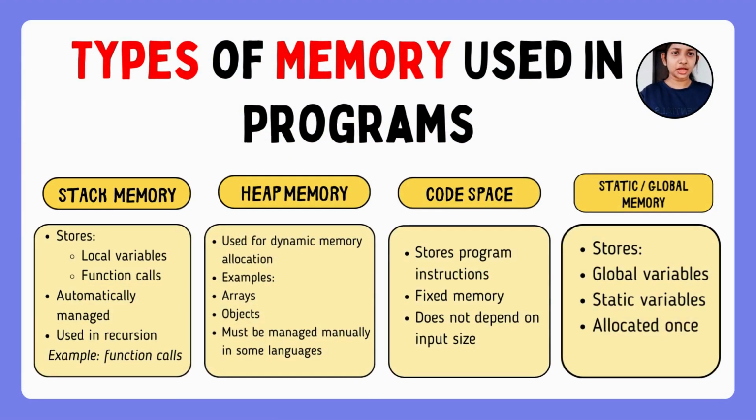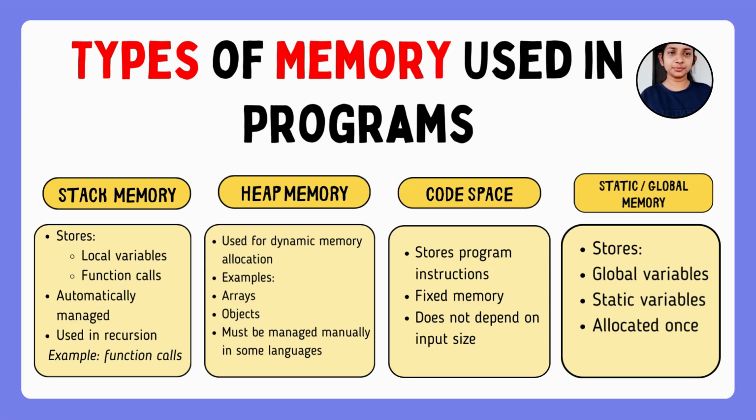Next one is types of memory used in a program. Now let's see where memory is used. There are four types: stack memory, heap memory, code space, and static or global memory. Stack memory stores local variables and function calls. Every time a function is called, a new stack frame is created. That's why recursion uses more stack memory.